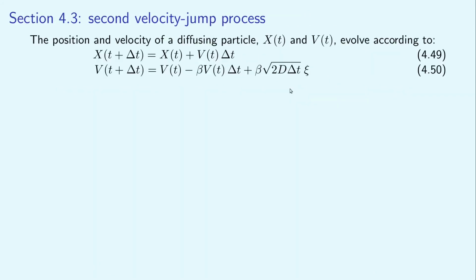Our second velocity jump process is given by equations 449 and 450, where d is again the diffusion constant, beta is another parameter called the friction coefficient, and psi is a normally distributed random number with zero mean and unit variance. We observe that the equation for the velocity is a stochastic differential equation. So in this example, velocity v can take any real value.